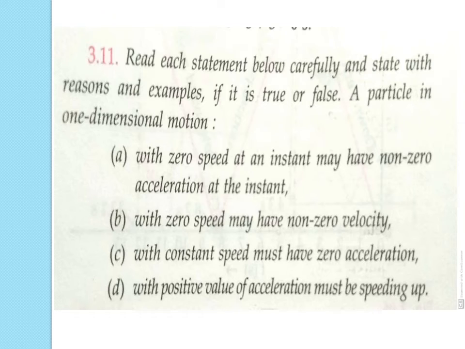This is the condition of free fall. When any object is dropped from a certain height, what happens? The initial speed is 0, but it is moving completely under the effect of gravity, so the acceleration is 9.8 meter per second square.